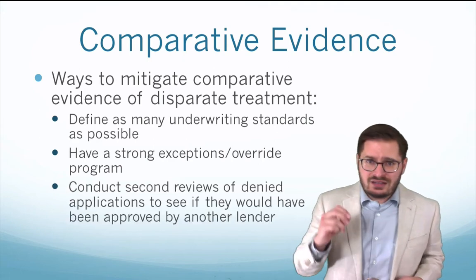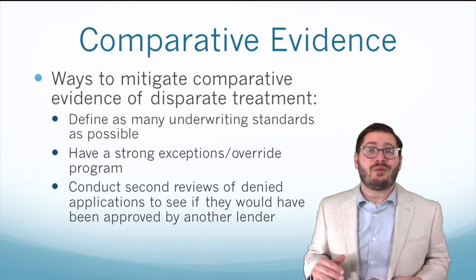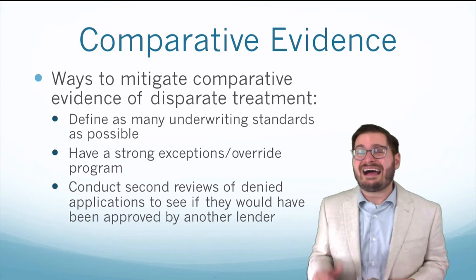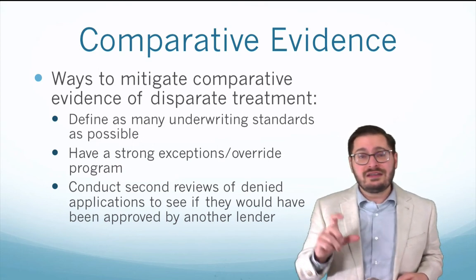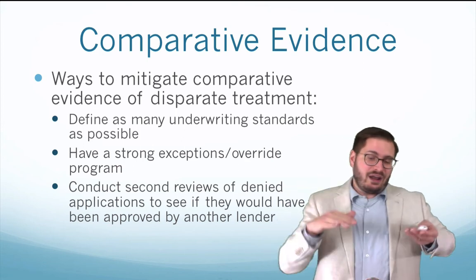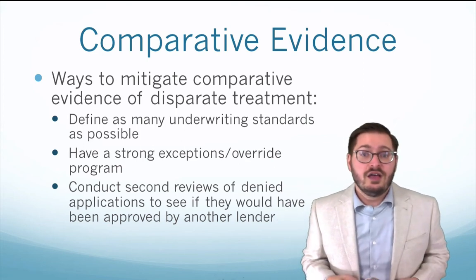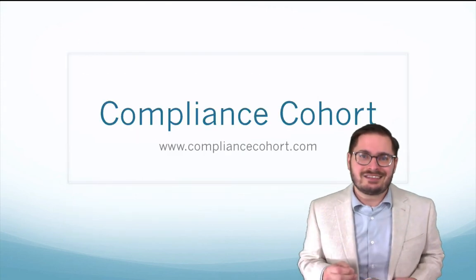Also, if you conduct a second review of denied applications to make sure there was not a way that you could have approved it, or to make sure another lender would not have approved this application, that will also reduce your risk of having that overlap when a comparative analysis is taking place. So those are some of the things you can do, but the key is consistency.